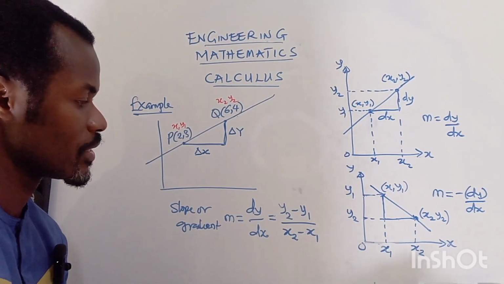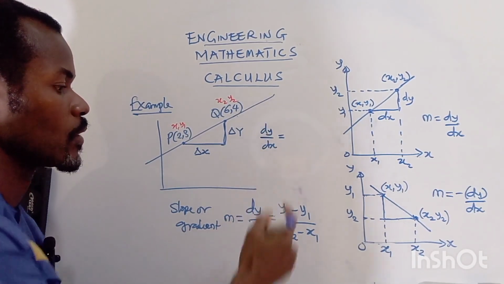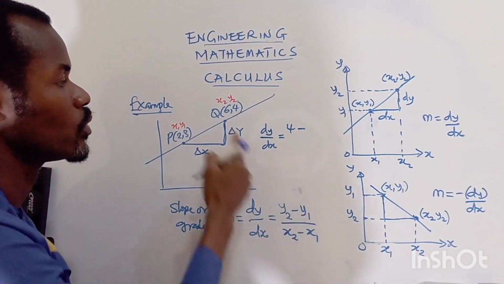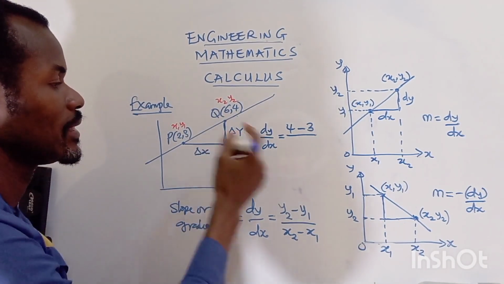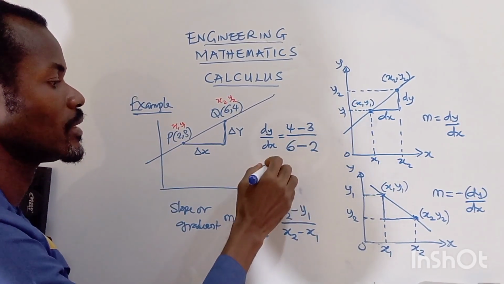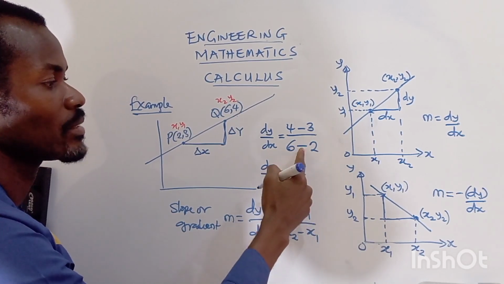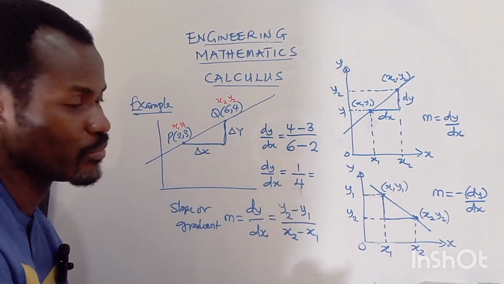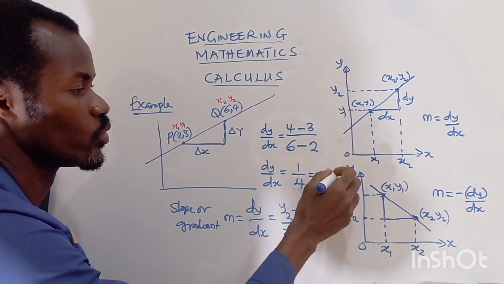Now we just have to input it here to get our dy over dx. So let's see, our y2 is 4, so we have 4 minus our y1, which is 3, divided by our x2, which is 6, minus our x1, which is 2. So our dy over dx in this case: 4 minus 3 is 1, divided by 6 minus 2, which is 4. This can as well be written as a decimal, 0.25.